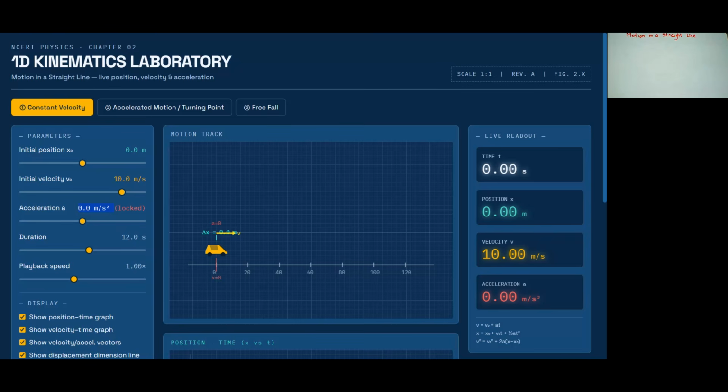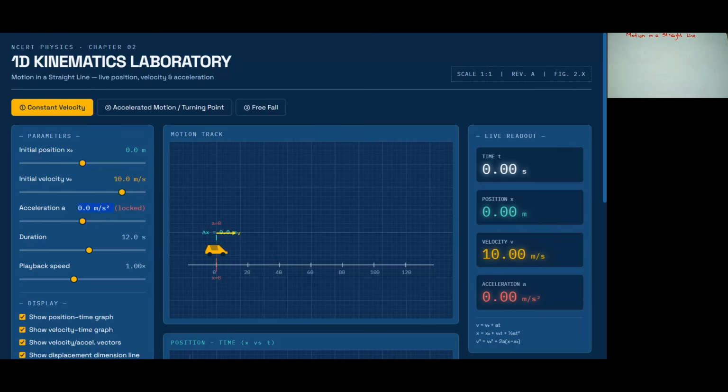Now drag the initial velocity v0 to 10. Okay. We can choose 10 meters per second. This is the initial velocity. Initial position 0, constant velocity, acceleration is locked. Now initial velocity is 10 meters per second. So I am setting the initial velocity v0 to 10 meters per second. Clear? That is about 36 kilometers per hour. Clear.